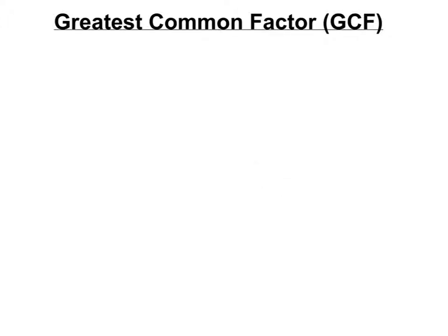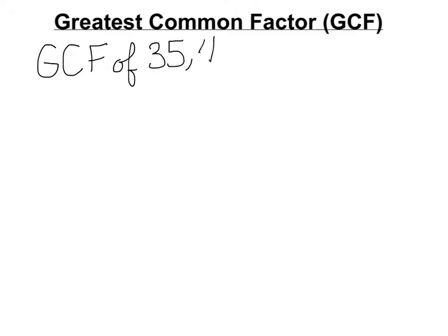Let's do one more example. This time we're going to find the greatest common factor of 35, 42, and 48. So, first things first, well, first things last, technically, we're going to find all of their factors.